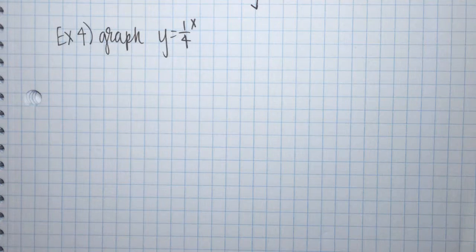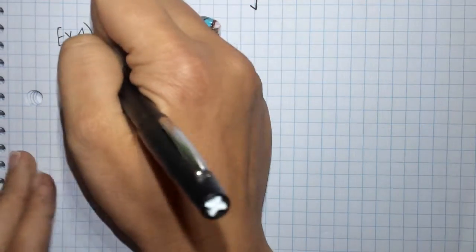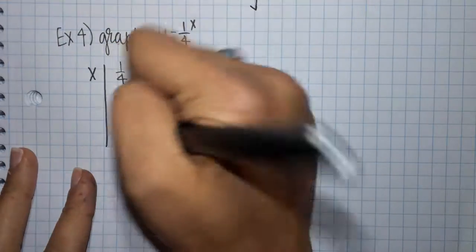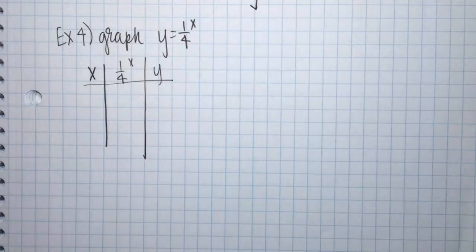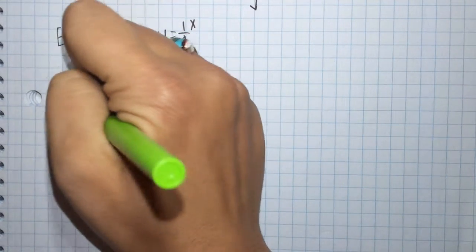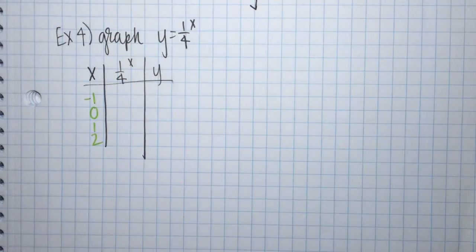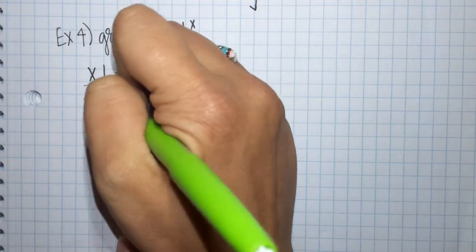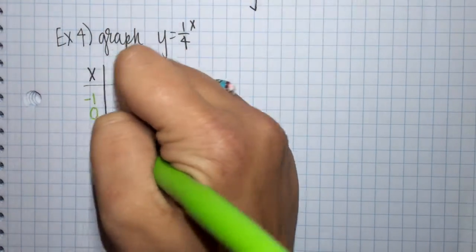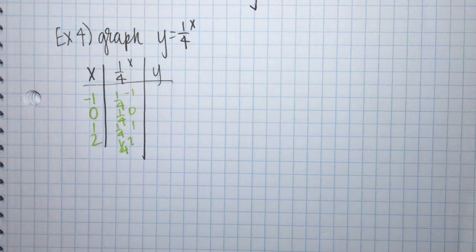1/4 to the X power. Alright, 1/4 to the X. So you have -1, 0, 1, and 2, correct? And then you have 1/4 to the -1, 1/4 to the 0, 1/4 to the 1, 1/4 squared, correct?